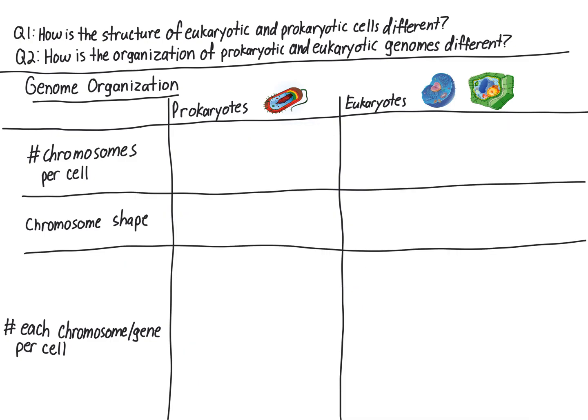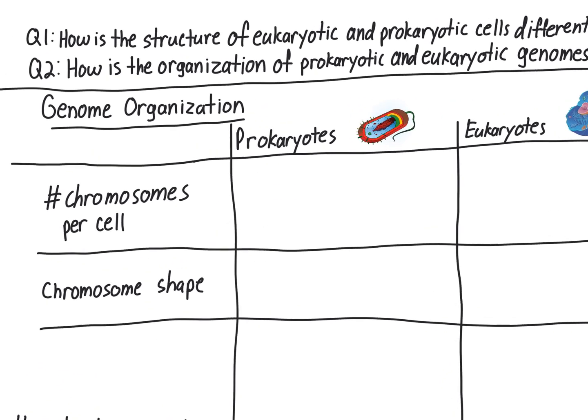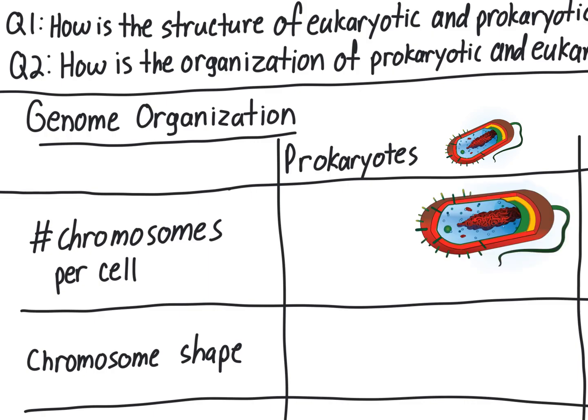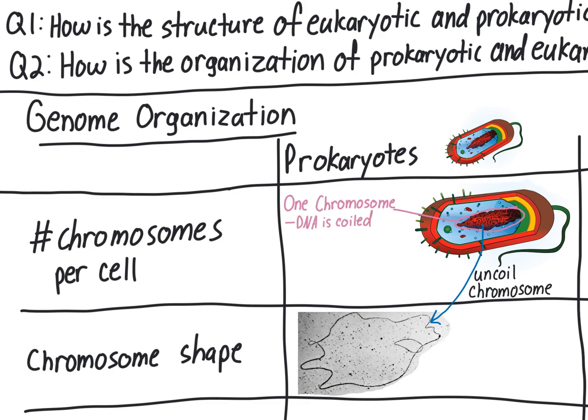Okay, so here, we'll look at the differences in how the genomes of prokaryotes and eukaryotes are organized. The vast majority of DNA in prokaryotes is in one chromosome. In the cell, this DNA is coiled, but if we uncoil it and look at it under a microscope, we see that its shape is circular.